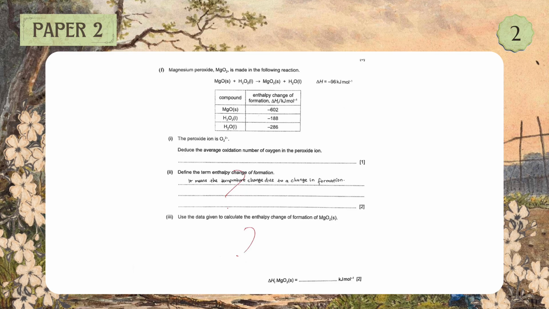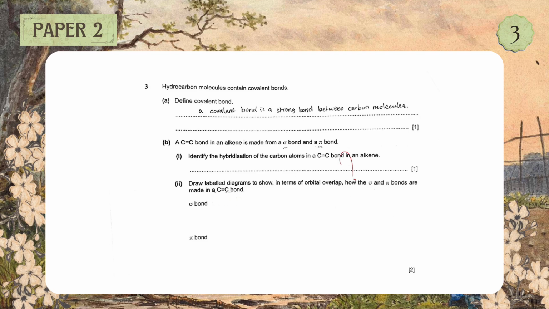2Fi. The peroxide ion has an overall charge of minus 2. Since there are two oxygen atoms, they share the charge equally. Therefore, each oxygen has an oxidation number of minus 1. 2Fii, enthalpy change of formation. The enthalpy change when 1 mole of a compound is formed from its constituent elements in their standard states under standard conditions. 3A, covalent bond: a strong electrostatic attraction between a shared pair of electrons and the nuclei of the bonded atoms. So the shared electrons are attracted to both nuclei simultaneously, holding the atoms together.